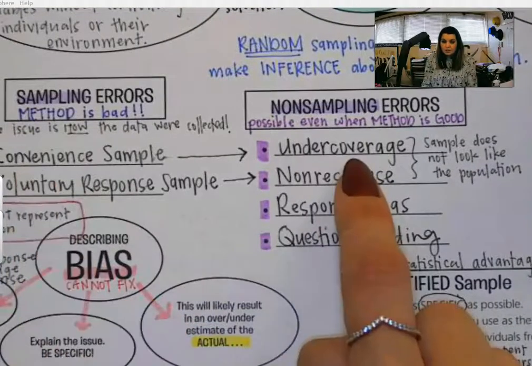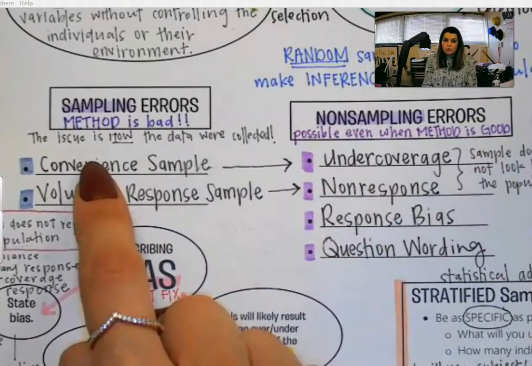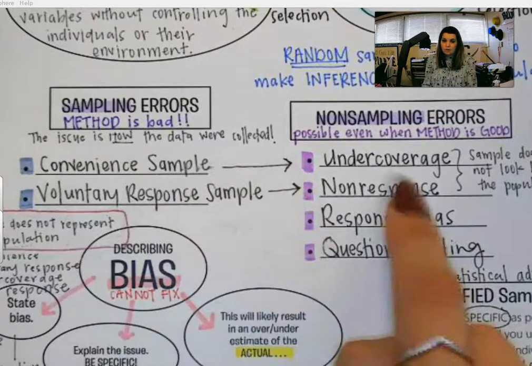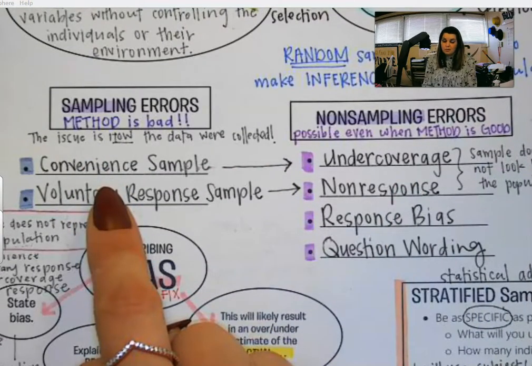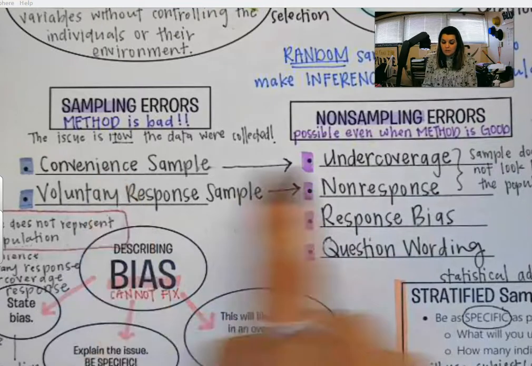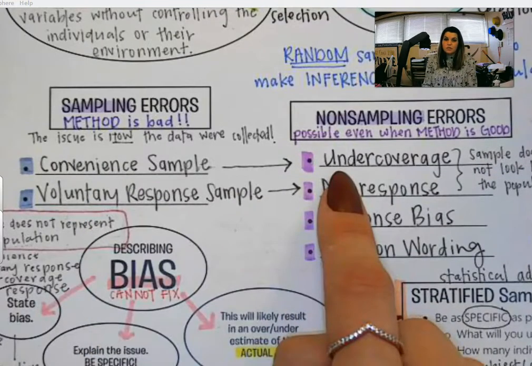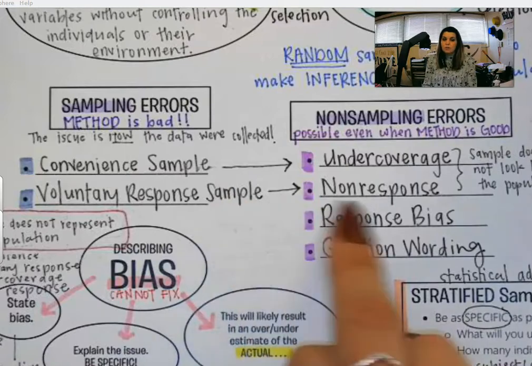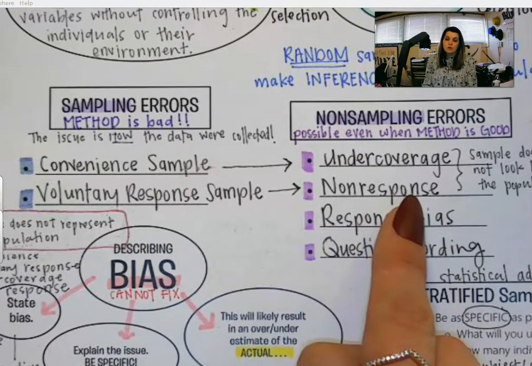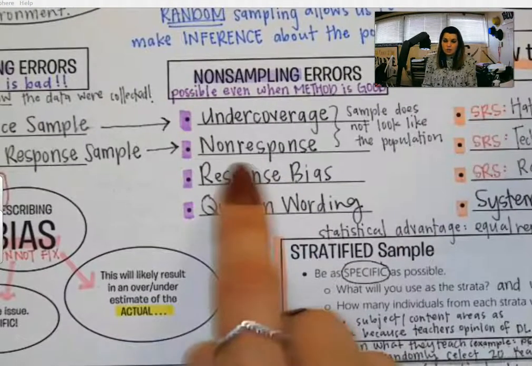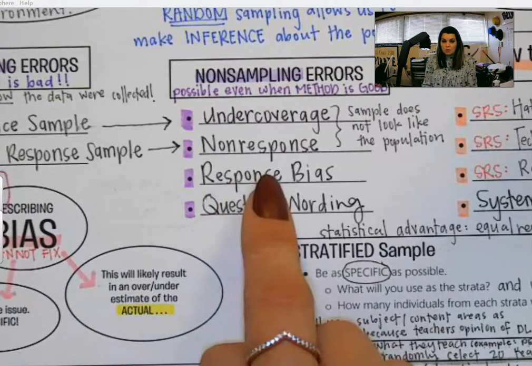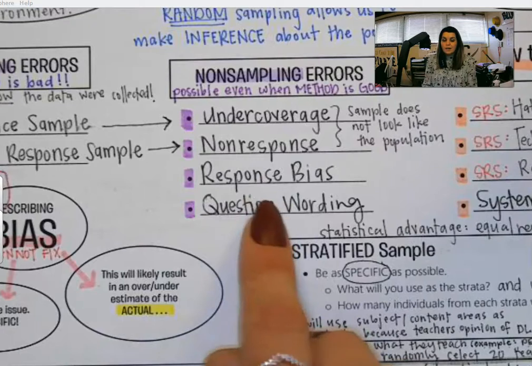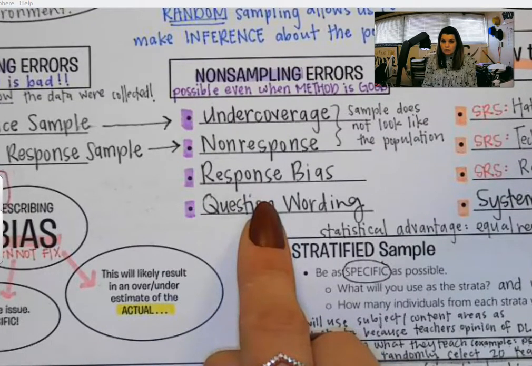You can have undercoverage even when you don't take a convenience sample. You can have non-response even when you don't take a voluntary response sample. But convenience often results in undercoverage. Voluntary response often results in non-response. For these two, our sample looks like the population, but either they misremembered or lied, or we led them to the response that we wanted.